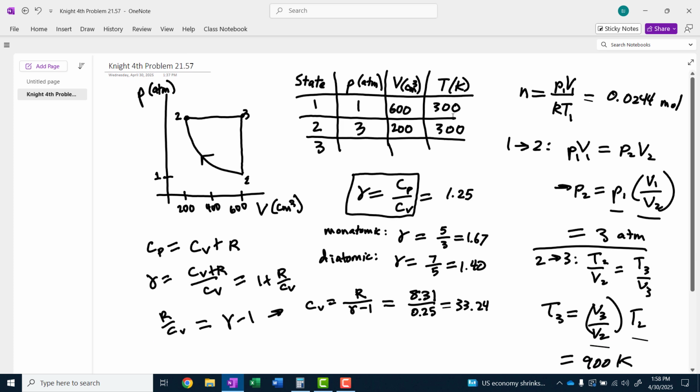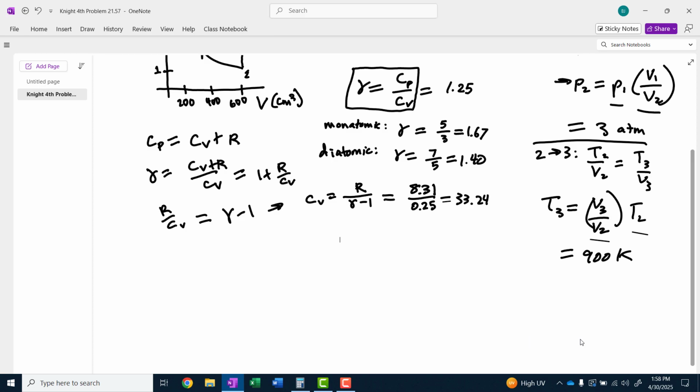So I think we can complete the table now. The pressure is still 3 atmospheres because that was an isobaric process. We're back at 600 cubic centimeters, but now the temperature is at 900. So for this particular problem, completing the PVT table wasn't very difficult. We also know the number of moles, and we calculated C sub V. To get C sub P, you would just add R to C sub V.